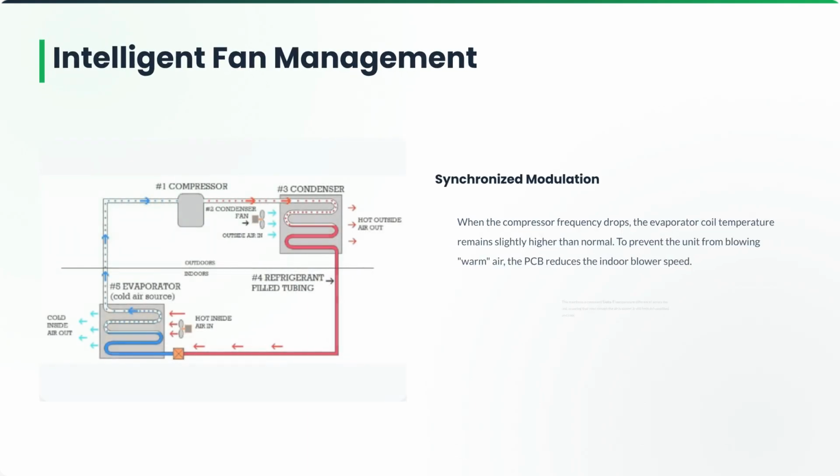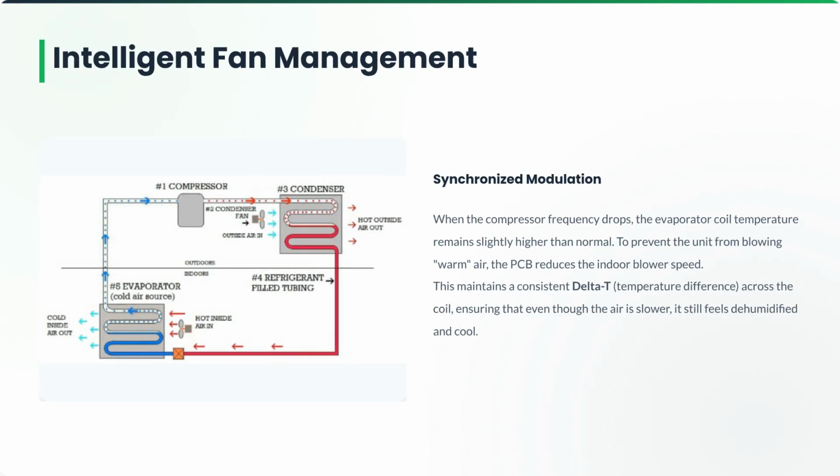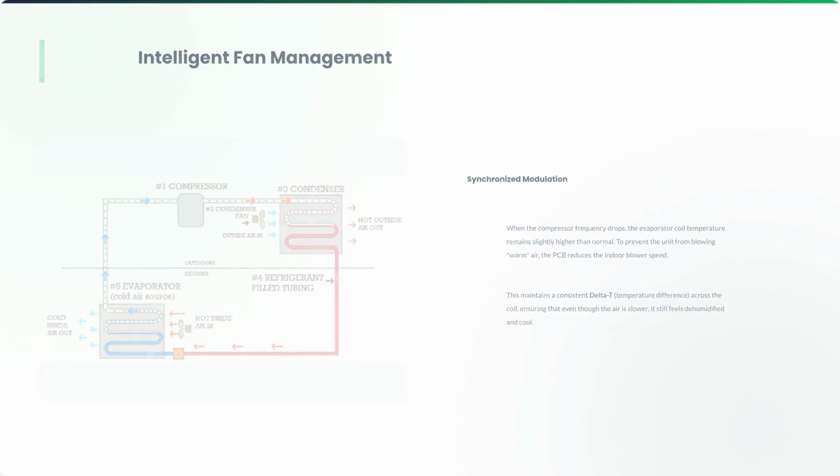Intelligent fan management involves synchronized modulation. When compressor frequency drops, the indoor blower speed is reduced to maintain a consistent delta T, ensuring the air feels cool and dehumidified despite a slower airflow.